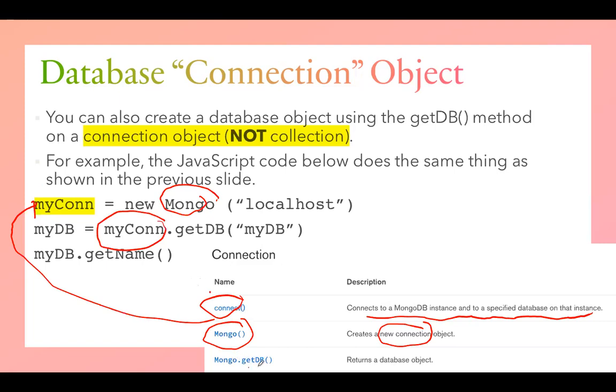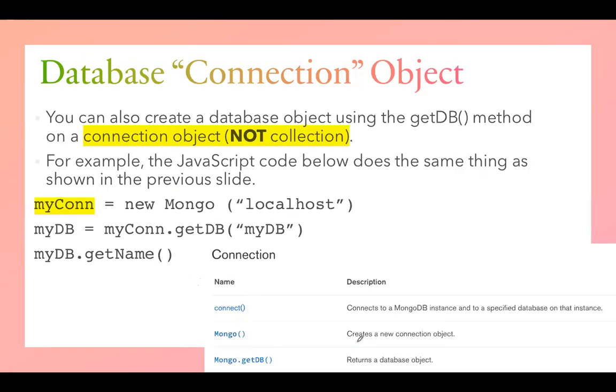And you can use getDatabase. That means this Mongo will return a database object, and you can use that to see the getName and other things. All right, it's pretty simple. So now we know how to connect to the database, right? So we're at the top of the server.